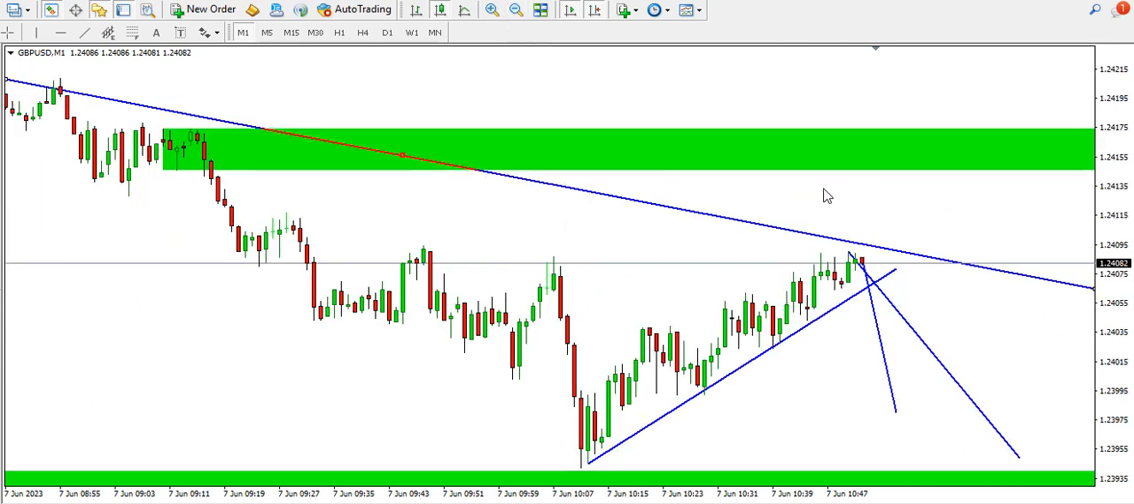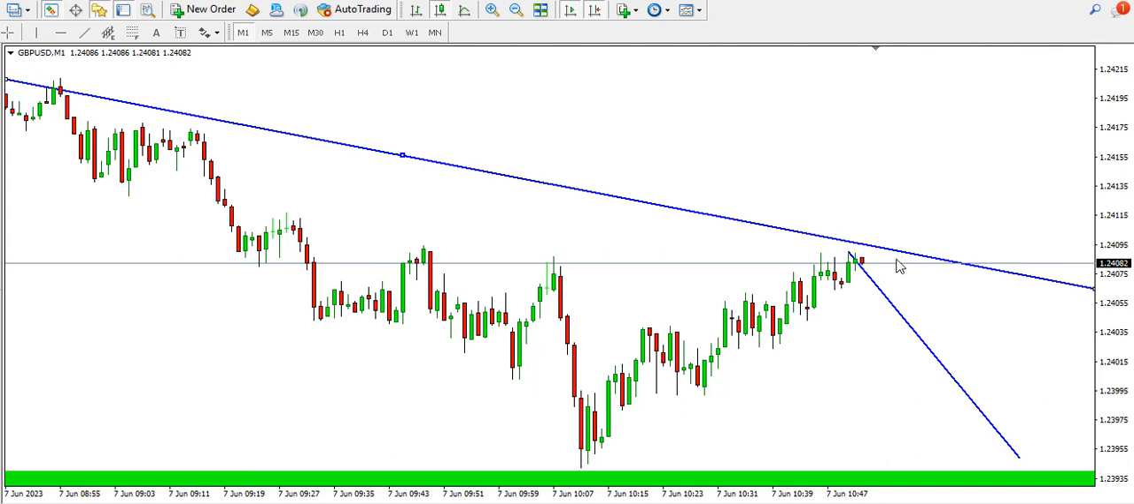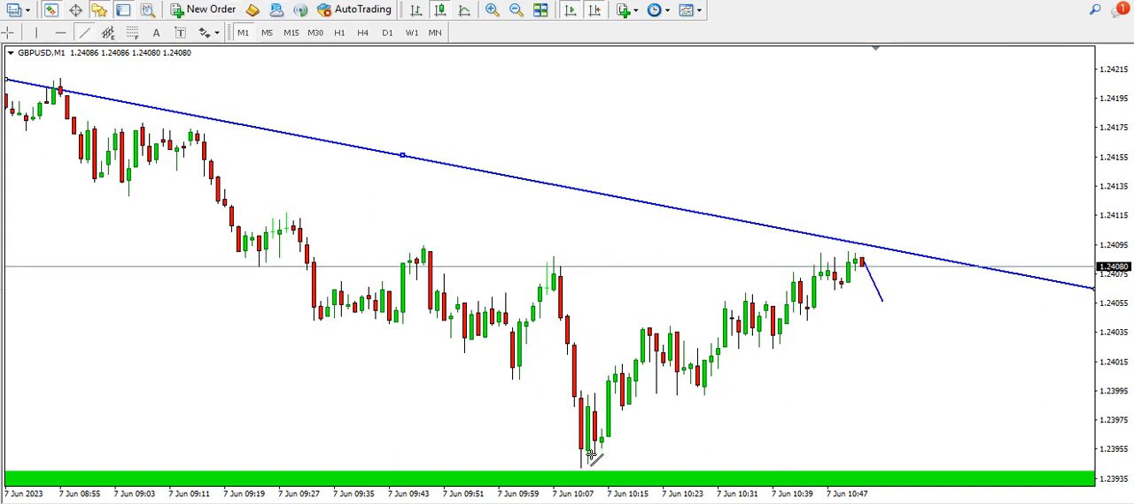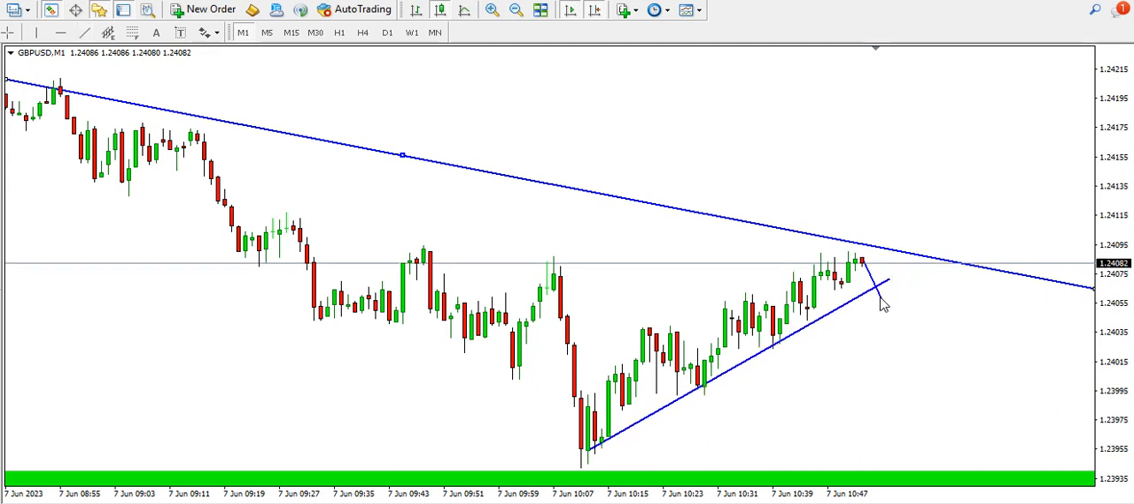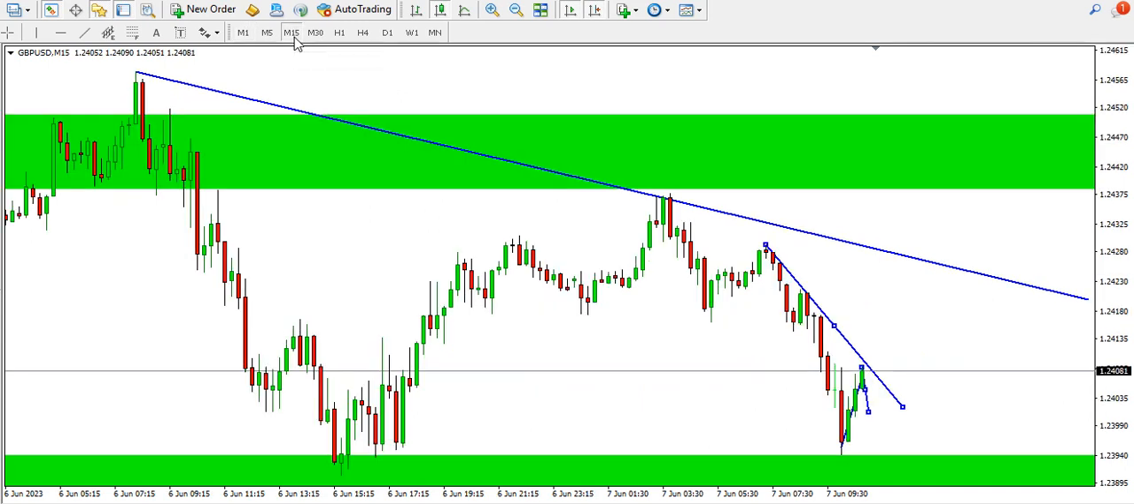But for now, price is already at the descending trend line. This descending trend line, and this is a 1 minute chart. We might see price breaking to the downside as time goes on. So that's that for GBPUSD. The overall trend for now is still bearish.